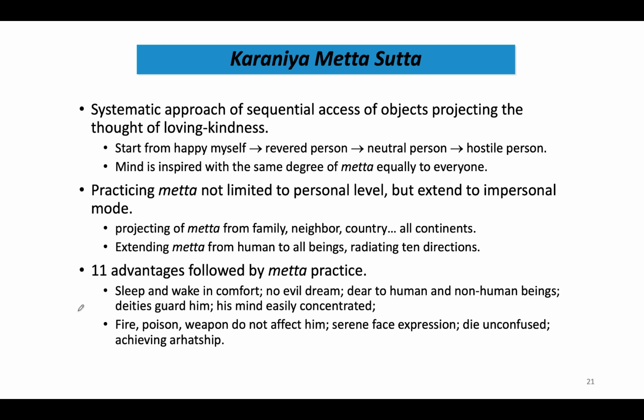It starts with myself, visualizing with a happy mind and conceptualizing: may I be free from hostility, free from affliction, free from distress, may I live happily. The mind is inspired with the same degree of metta equally to everyone. Then replace the object with a beloved person, then with a neutral person, then a hostile person. At that stage of practice, the mind is inspired with the same degree of loving kindness equally to everyone.